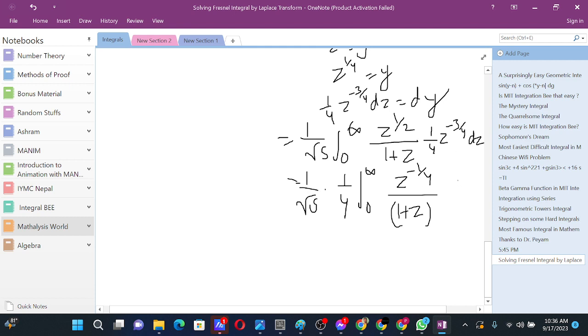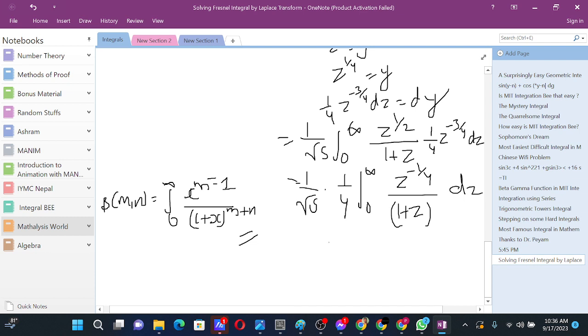And then dz. Now we know that beta of m comma n is integral from 0 to infinity x to the power m minus 1 by 1 plus x to the power m plus n. So you know that beta of m and n is just this function.